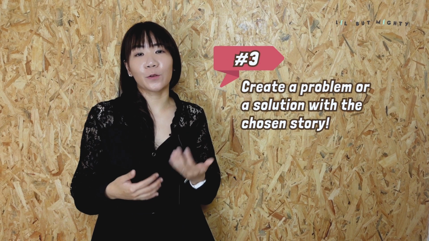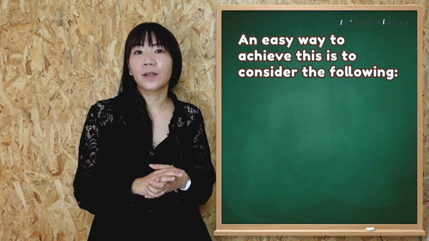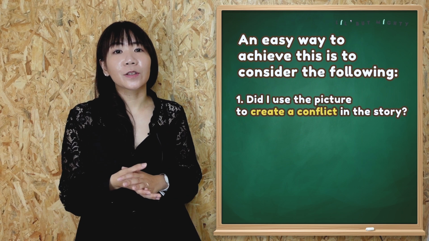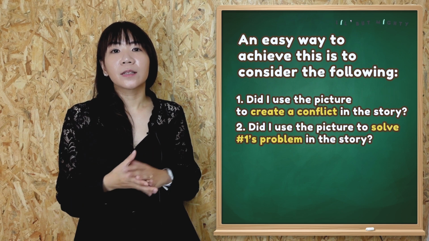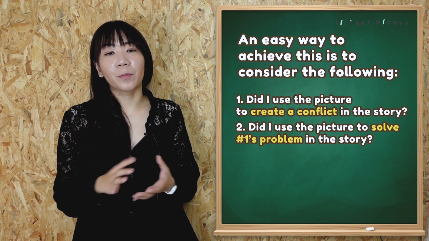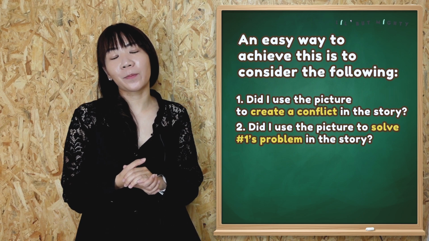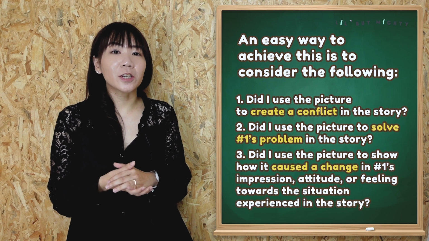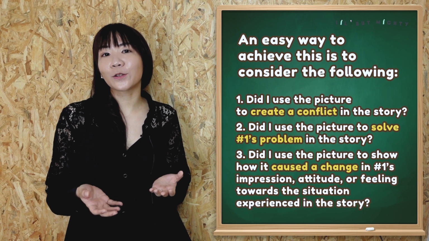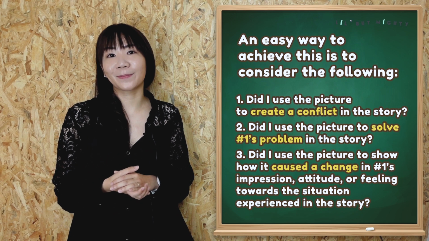Last but not least, the picture must be meaningfully used in your story. An easy way to achieve this is to consider the following. Number 1, did I use the picture to create a conflict in the story? Or number 2, did I use the picture to help solve the problem for Number 1 in the story? If that's not evident due to the nature of the topic, don't worry. You can always think about how the picture caused a change in Number 1's impression, attitude, or feeling towards the situation that he experienced in the story.